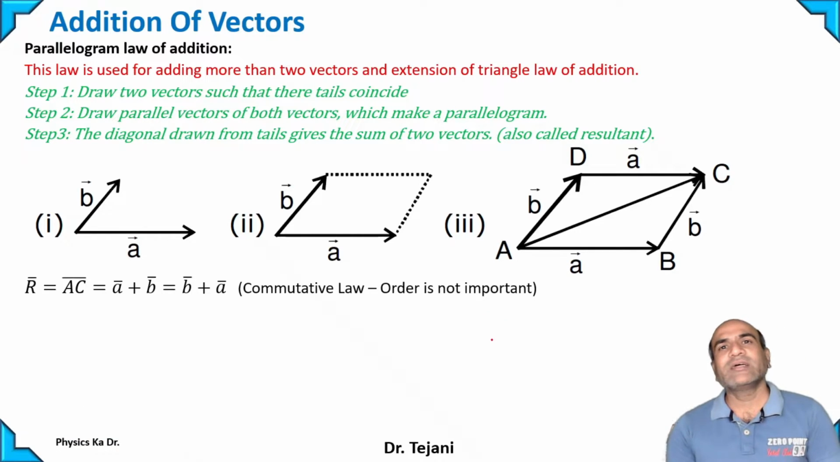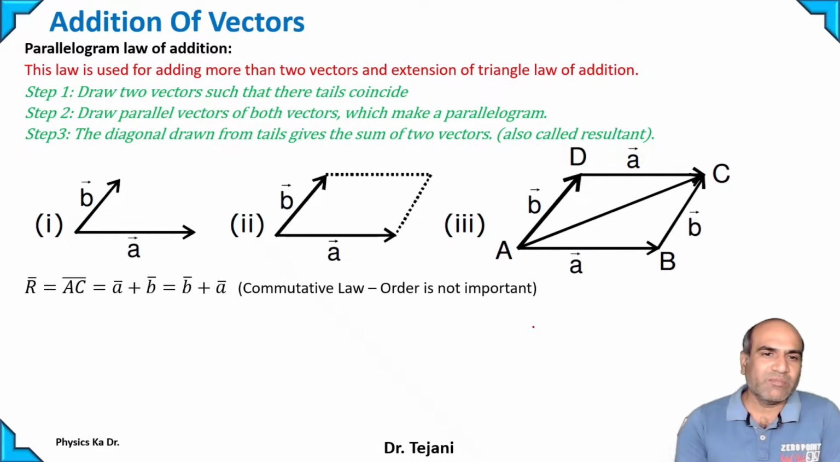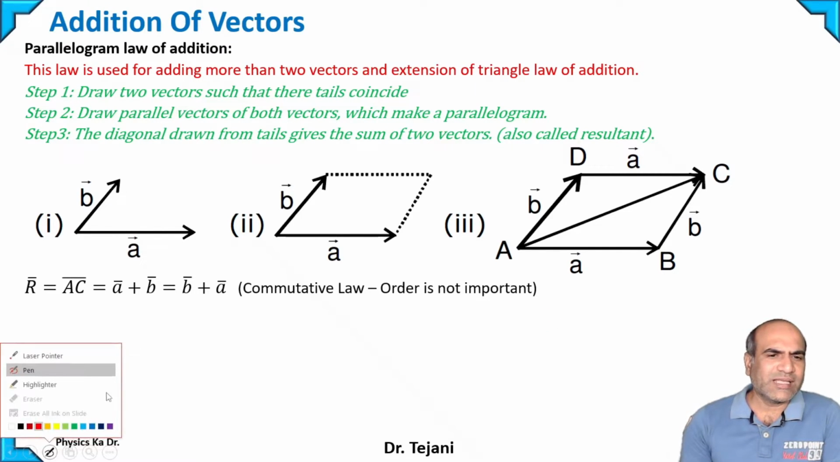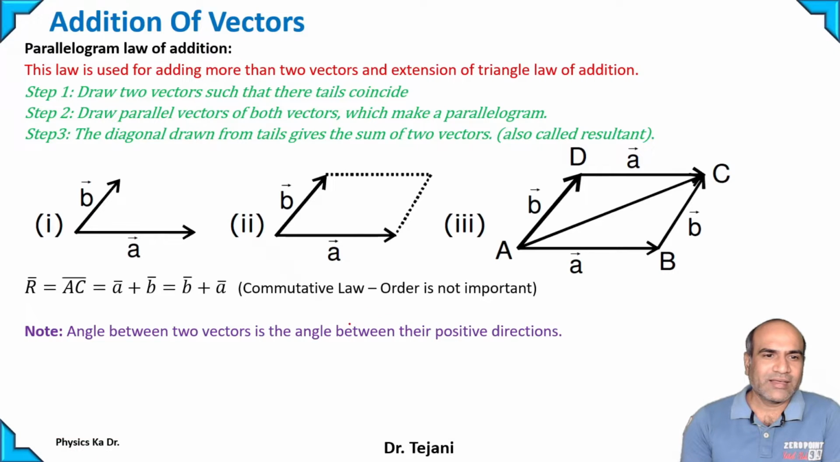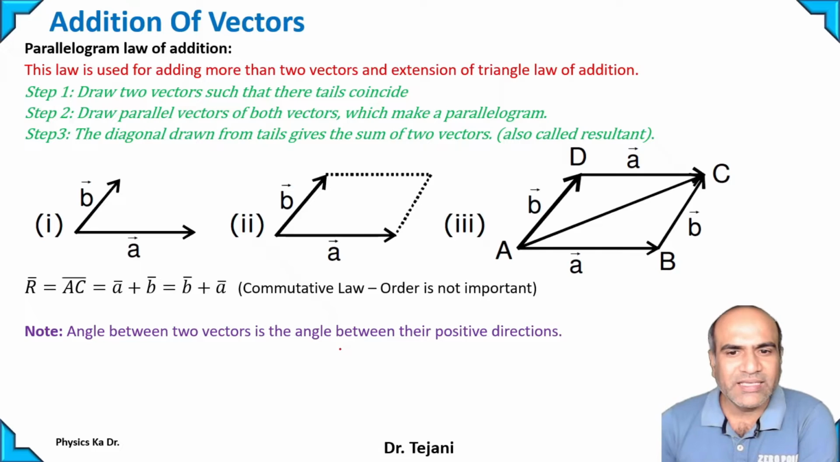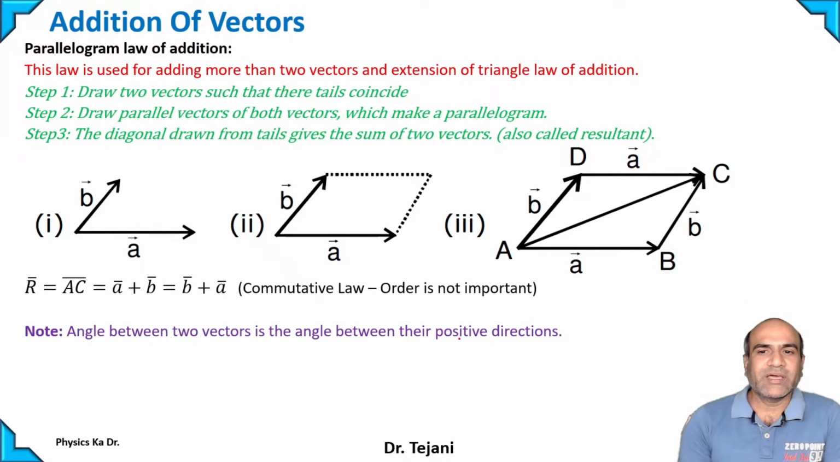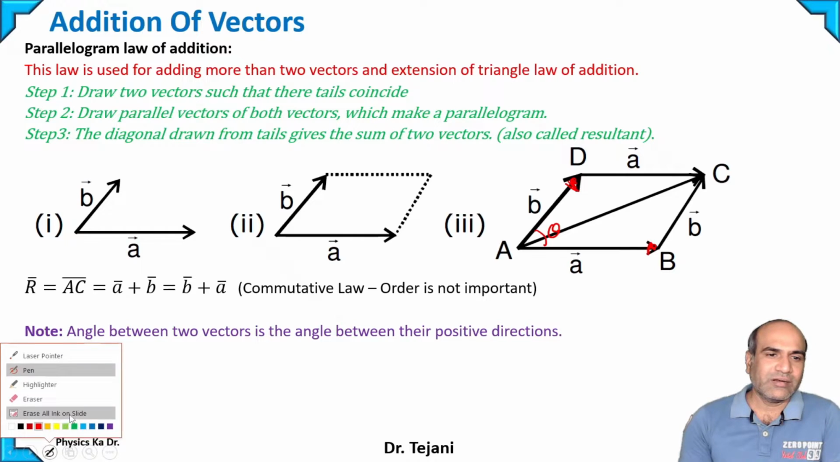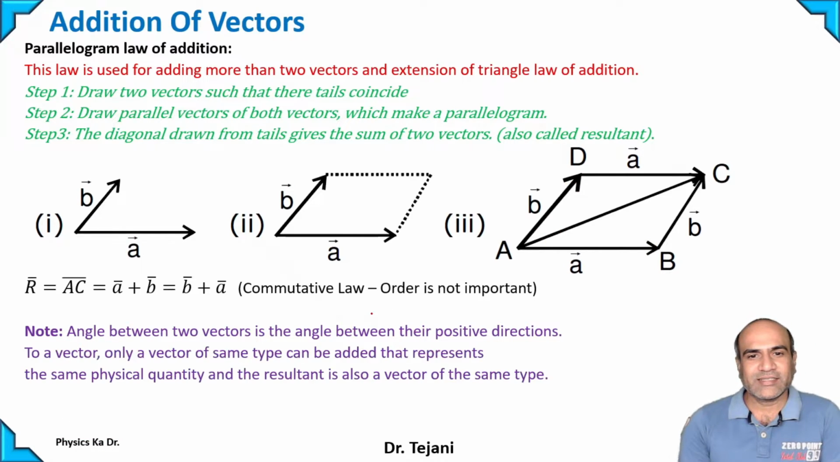That means order is not important. You can have B plus A is equal to A plus B. In algebra also the similar rule is applicable. Then the angle between two vectors is the angle between their positive directions. See, we need to take positive direction. We cannot take a negative direction of AB. That angle must be with the positive direction. We cannot take negative direction in this case.